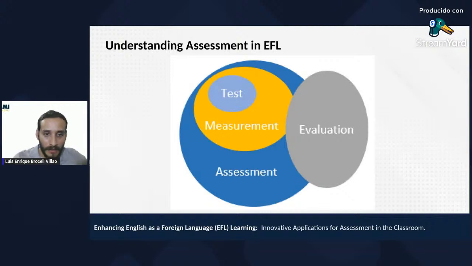Okay, let's continue. What else do we have? Measurement. Let's jump to evaluation.